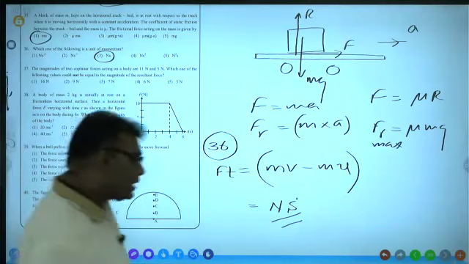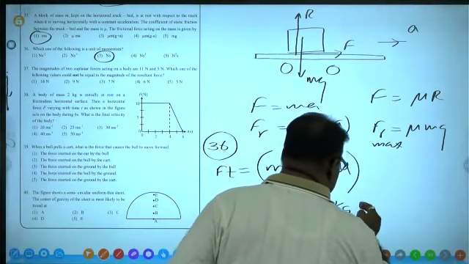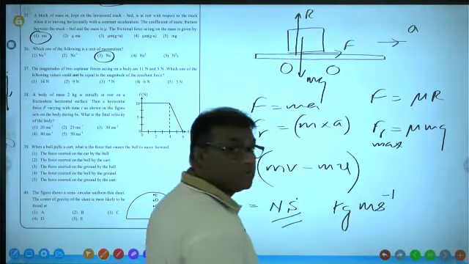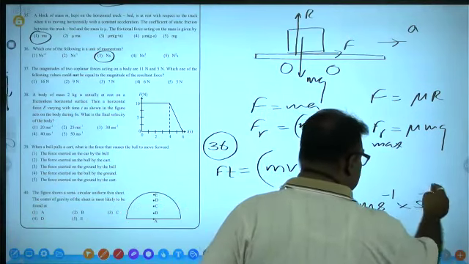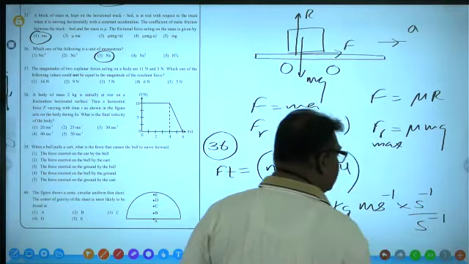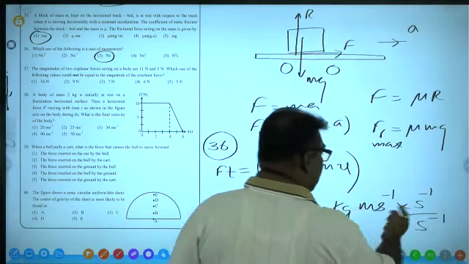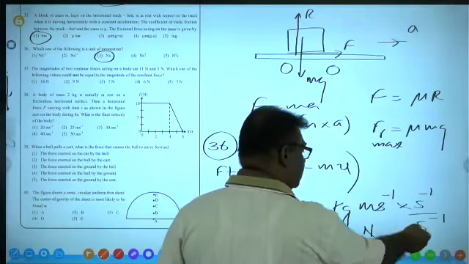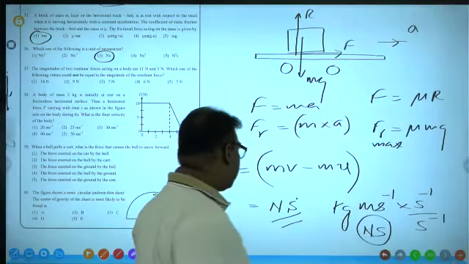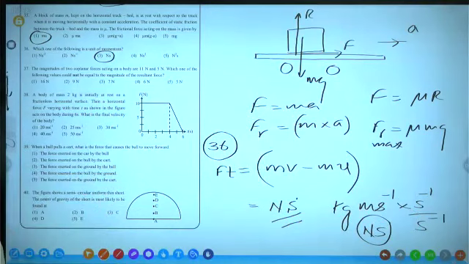Otherwise, we can also do it like this. Momentum is kg ms minus 1. Multiply by s minus 1 and divide by s minus 1. Then the upper one, kg ms minus 2, becomes Newton. When it comes up, it becomes Ns. Correct answer is the third one.